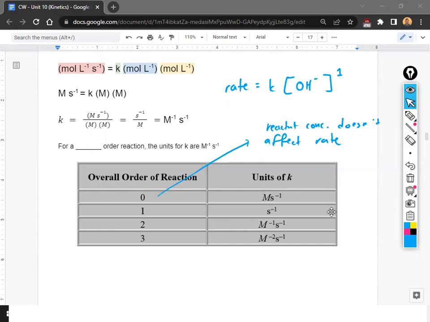Yeah. So there's some reaction. It doesn't matter how much you start with, it's always going to have the same rate. And those are the 0 order reactions. Yeah. Good observation on that.